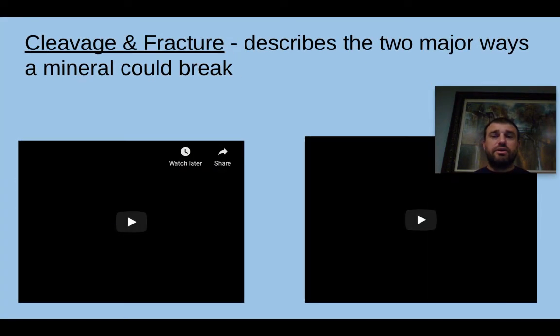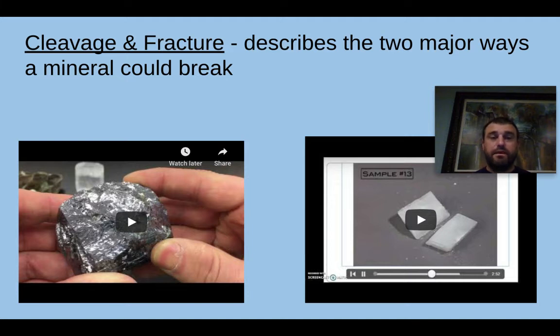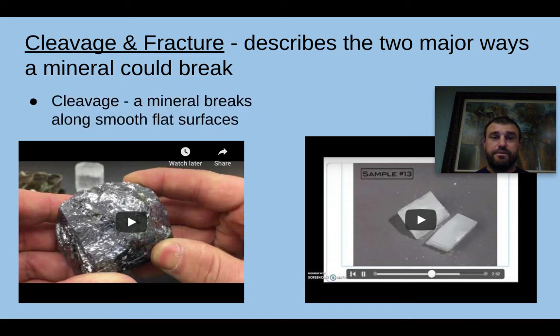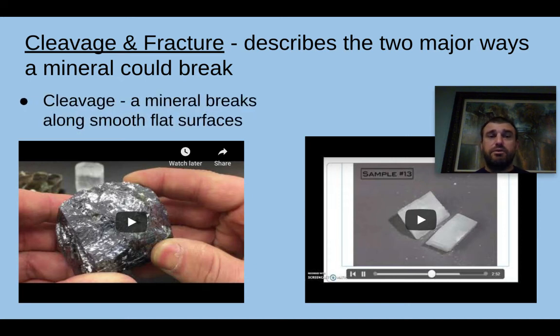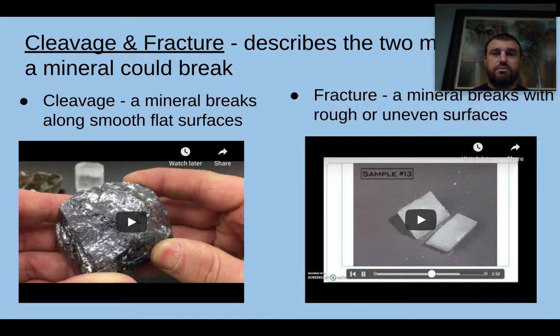All right, so now we're going to go over how minerals break. Since minerals are highly organized with that crystal structure, sometimes they break along specific planes or surfaces. So there's two major ways it could break. It could cleave or it can fracture. Cleavage and fracture describe the two major ways a mineral can break. With cleavage, a mineral will break along smooth sides. And with fracture, a mineral breaks with rough or uneven surfaces.